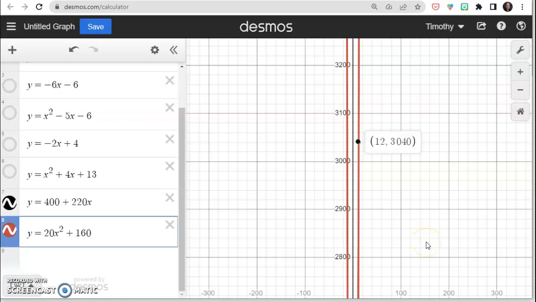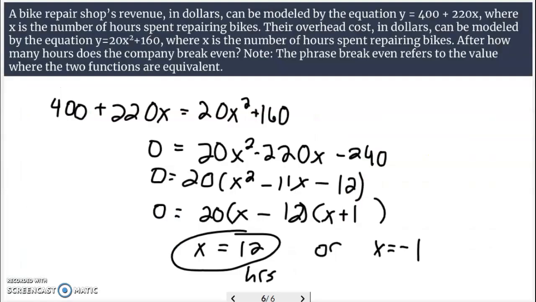Kind of hard to see graphically, but 12 hours is that break-even point, where what you make and the cost are both $3,040. But we can see that right there, x equals 12.